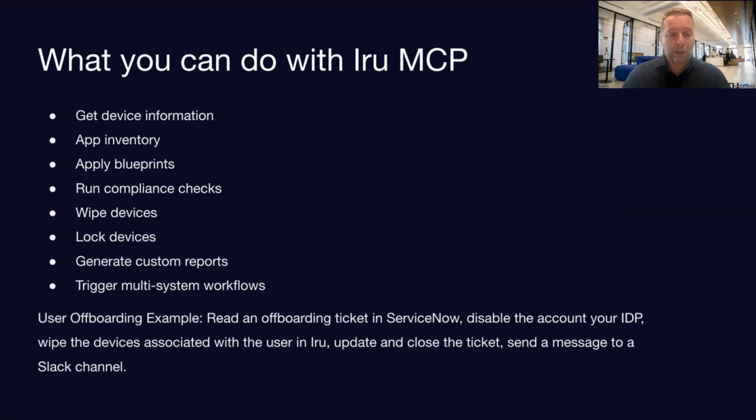An example I like to give is offboarding. Maybe it reads a ticket from ServiceNow and pulls things in from that ticket. Maybe you want to disable that account in your IDP, and then wipe the devices associated with that user in Iru. Then you can update and close the ticket as well. Once you've done that, you can even send a message to a Slack channel. That gives you the ability to loop multiple different tools together, just by saying what I said in this example. That's really powerful.